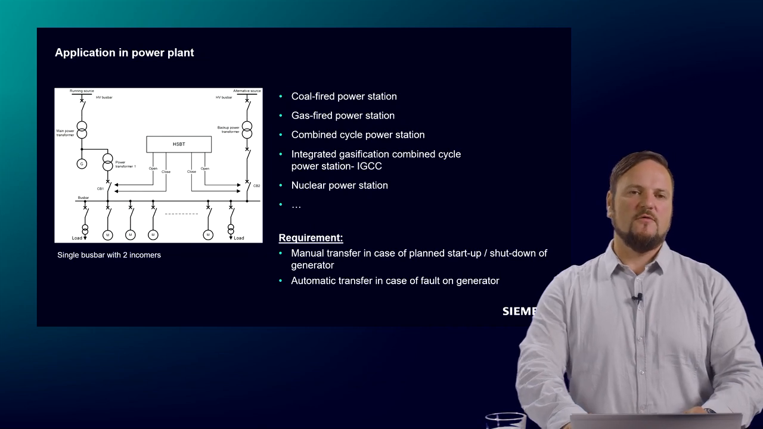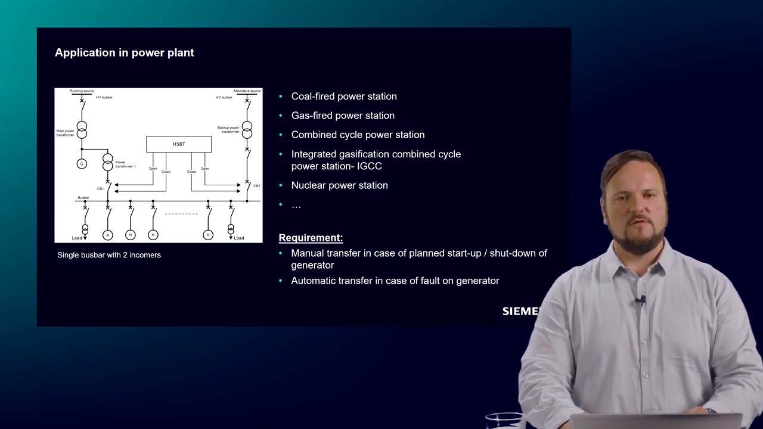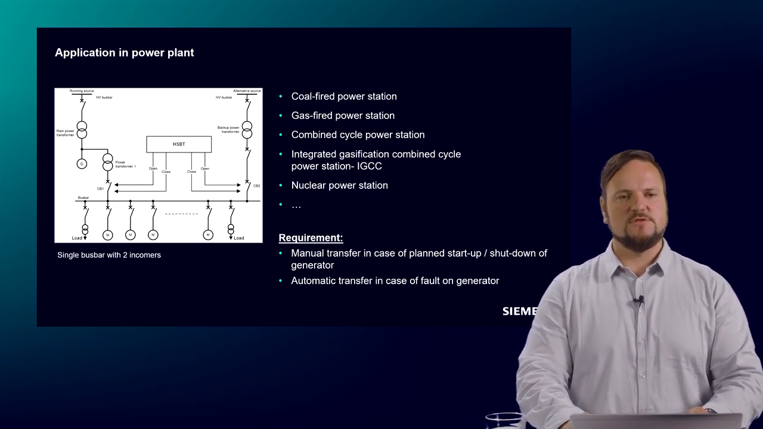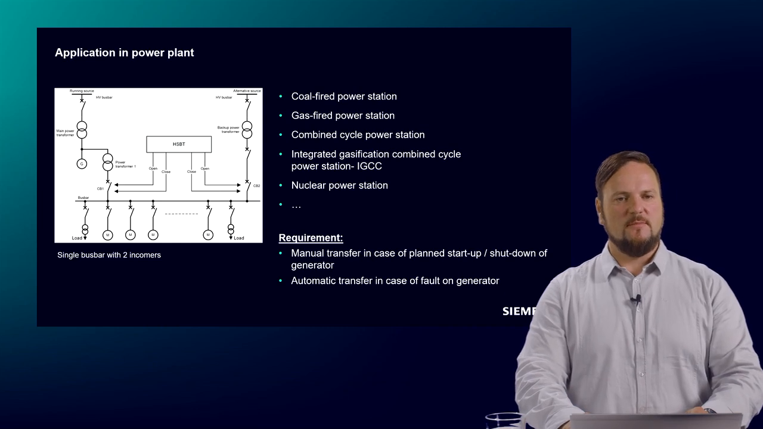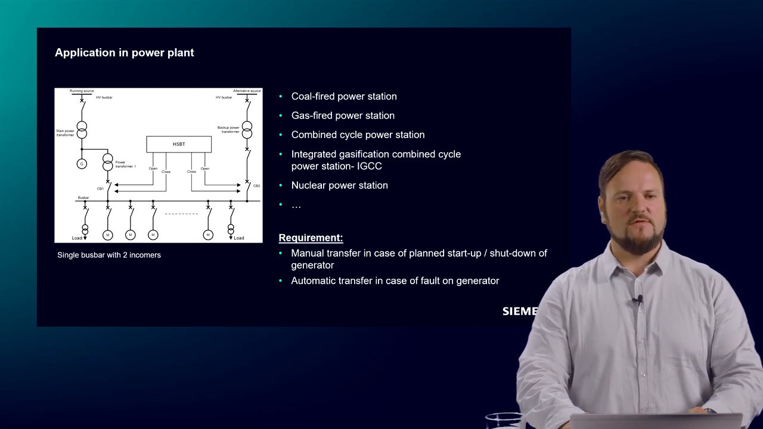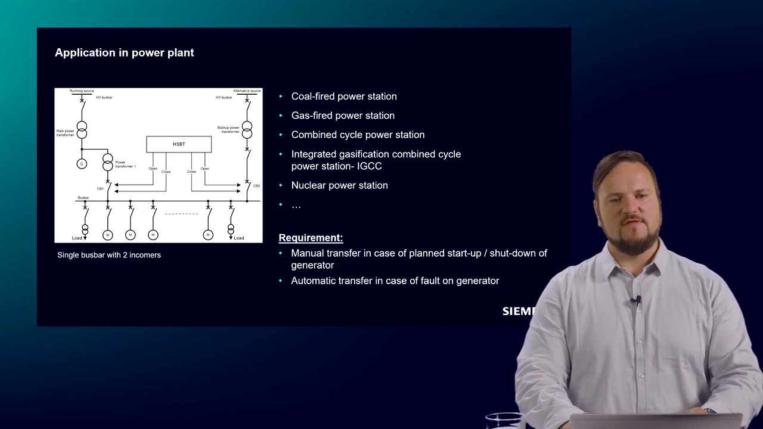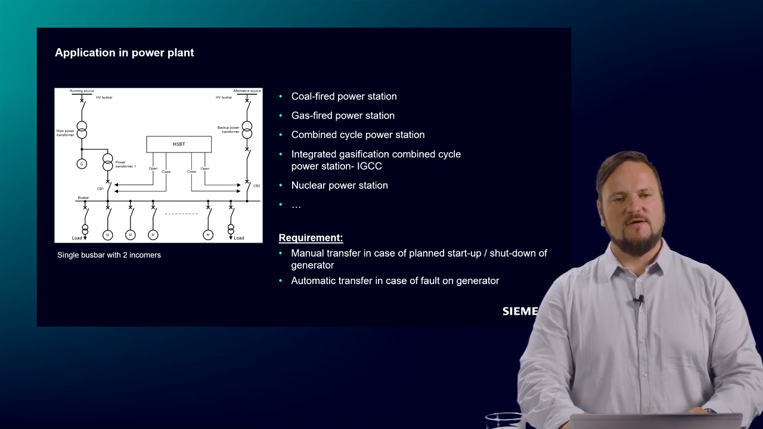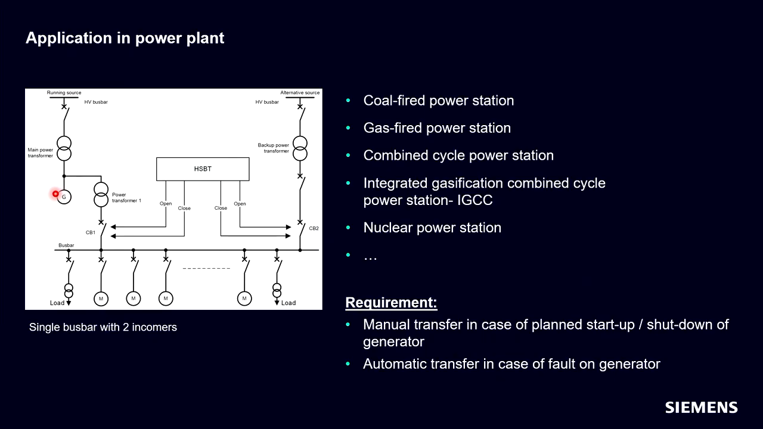When we have a closer look at one of the most important applications, this is mainly used in the application of a power plant. You see here on the left side the single line of the power plant. Here we have the generator, here we have the step-up transformer and the main in-feed. Here we have the auxiliary transformer. This is the motor bus or auxiliary bus. And then we have an alternative incomer, also with a step-up transformer.